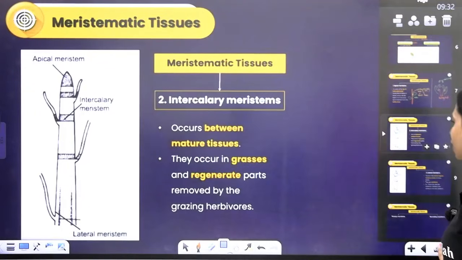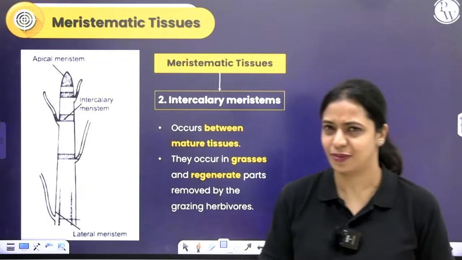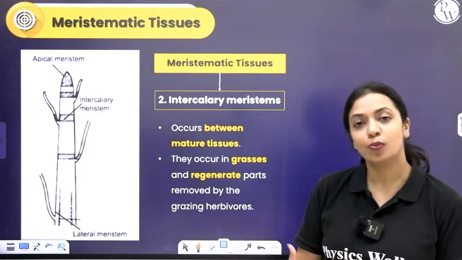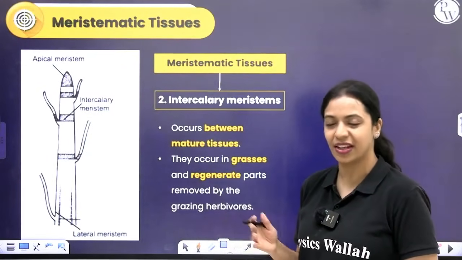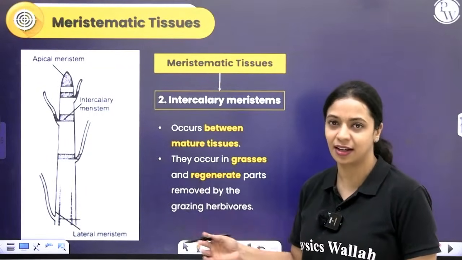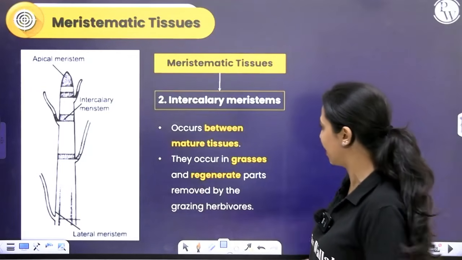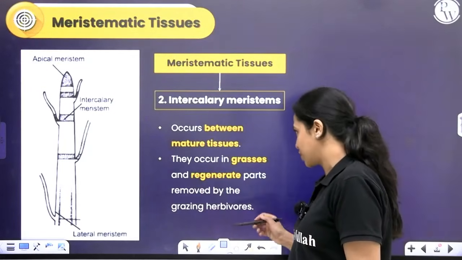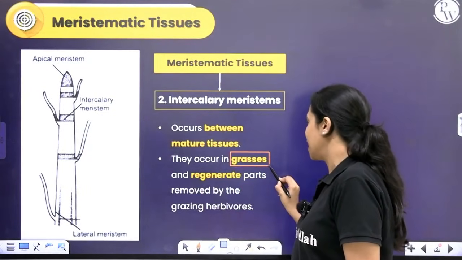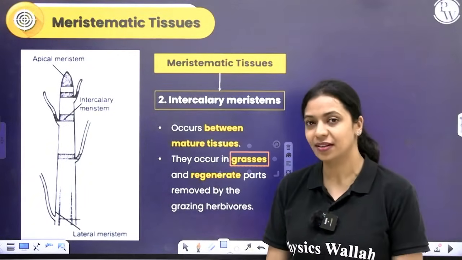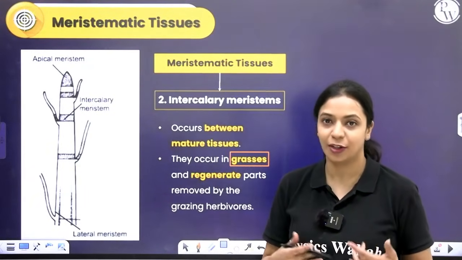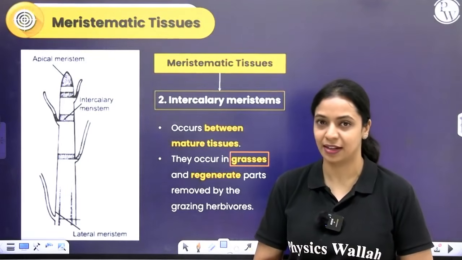Next, let's talk about intercalary meristem. You don't have to know much about it. You mostly find this in grasses, though that does not mean it doesn't occur in dicots. Very rarely you can see this in vines and other types of plants in dicots as well. So mostly they occur in grasses. Inter means in between. Intercalary, in between what are they present? They are present in between permanent or mature tissues. That's why you call it intercalary meristem.